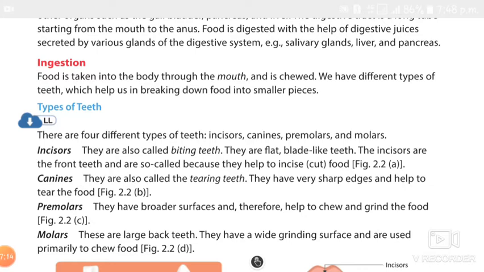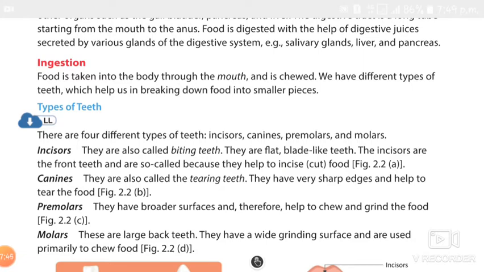Then you know that our teeth are made up of a hard material. It is made of calcium, phosphorus and other mineral salts. This material is called dentine. And the outer shiny layer that you brush is called enamel. Each tooth is rooted in a separate socket that is called gums.